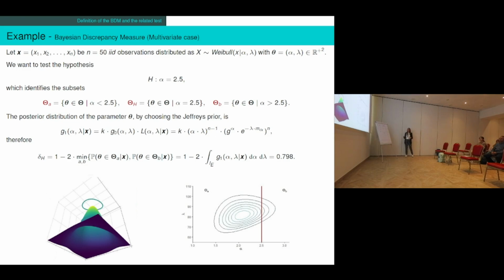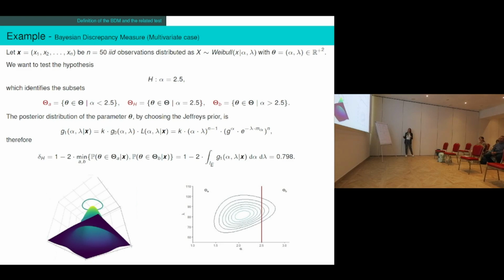Then the posterior distribution, by choosing a Jeffreys prior, takes this form. So basically it is a surface on R3, and we can see its contour lines here. The BDM is 1 minus 2, the minimum probability in these two sets. So we can see that the minimum volume will be here.